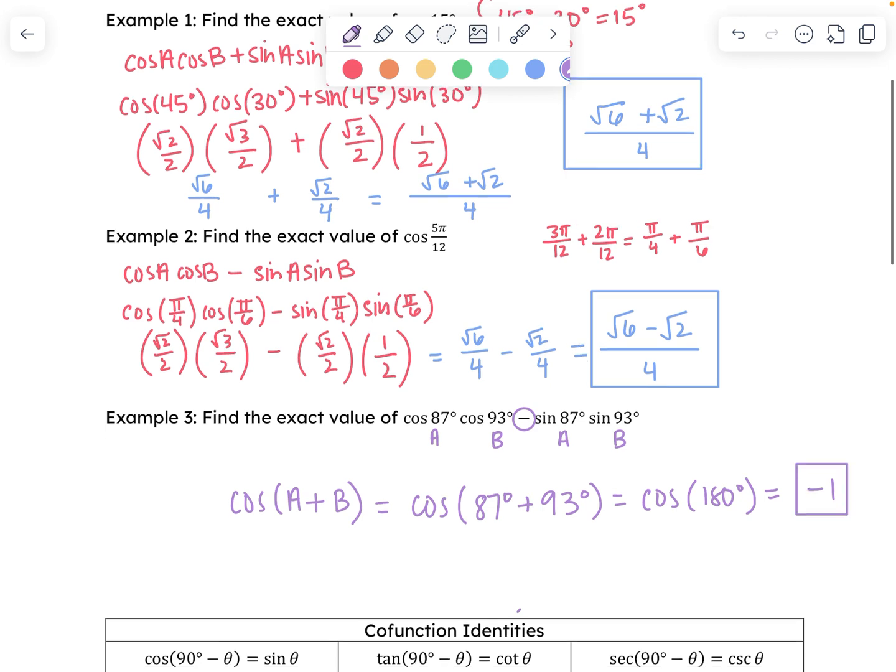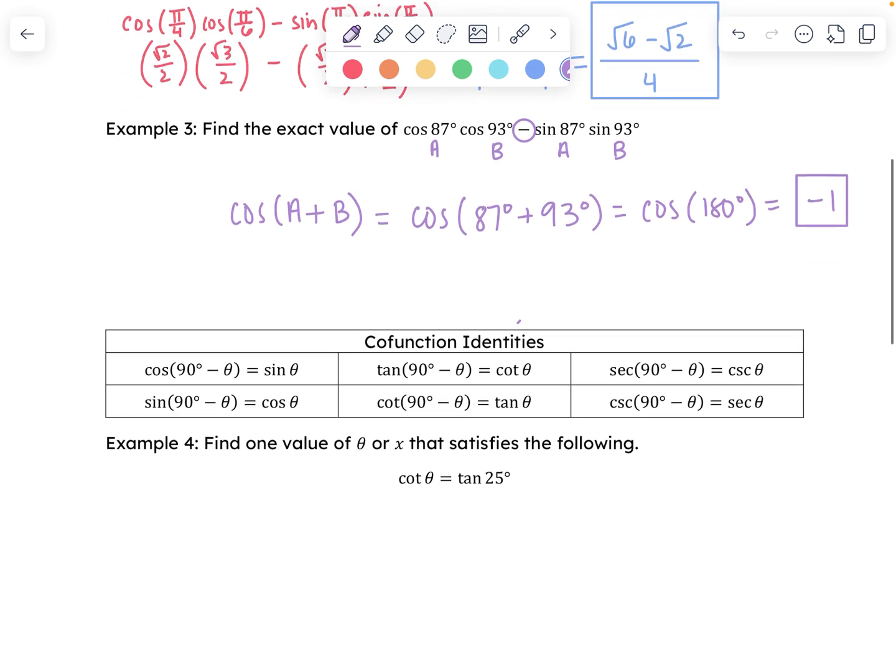Okay, the next thing we're going to look at here is our cofunction identities. Remember, we did talk about these back in Unit 1. I'm going to touch on them here again because they are kind of similar to my sum and difference identities, and sometimes you can get confused on when to use one versus the other, because notice we are talking about 90 degrees minus theta. So we have to be a little careful here.